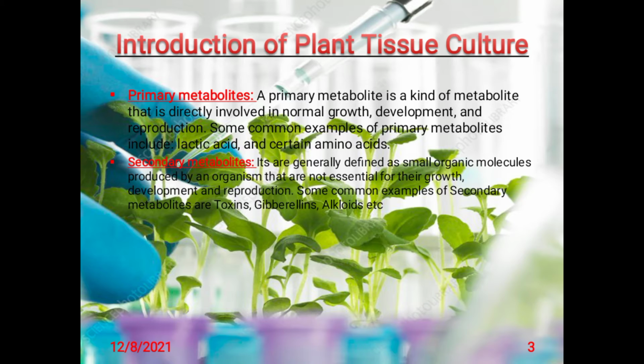A primary metabolite is a kind of metabolite that is directly involved in normal growth, development and reproduction. Some common examples of primary metabolites include lactic acid and certain amino acids. Next is secondary metabolites. These are generally defined as small organic molecules produced by an organism that are not essential for its growth, development, and reproduction. Some common examples of secondary metabolites are toxins, gibberellin, and alkaloids, etc.